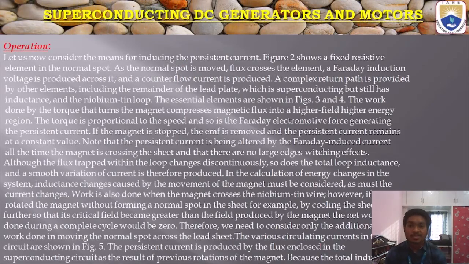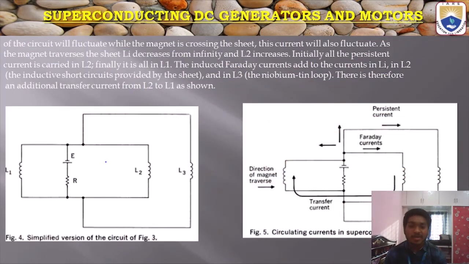Operation of a simple DC generator. Let us now consider the means for inducing the persistent current. Figure 2 shows a fixed resistor element as the normal spot. As flux crosses the element, a Faraday induction voltage is produced across it, and a counterflow current is produced. A complex return path is provided by other elements, including the remainder of the lead plate, which is superconducting but still has inductance, and the niobium tin loop. The equivalent elements are shown in figures 3 and 4.